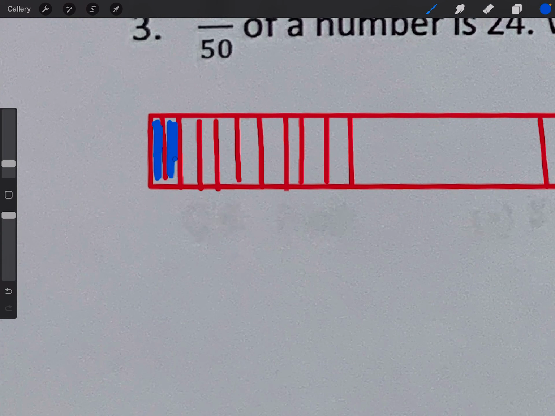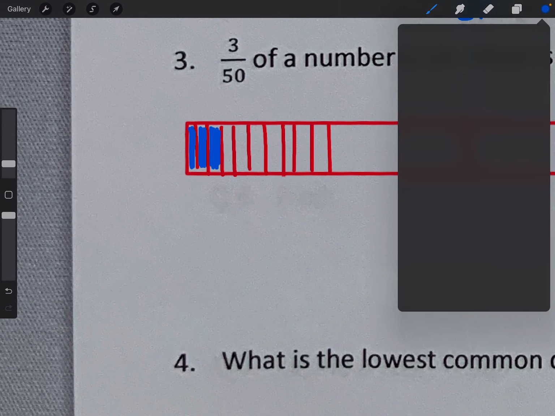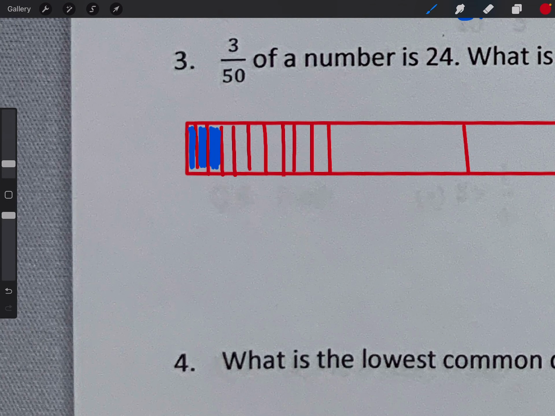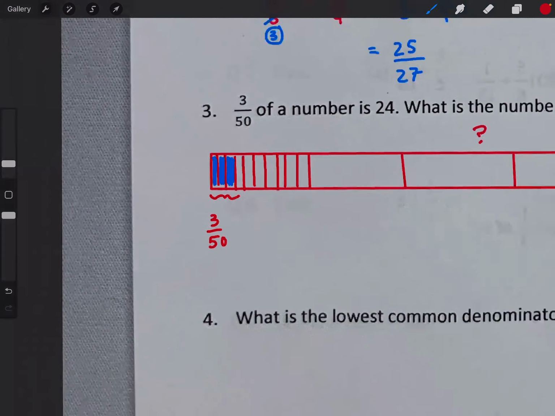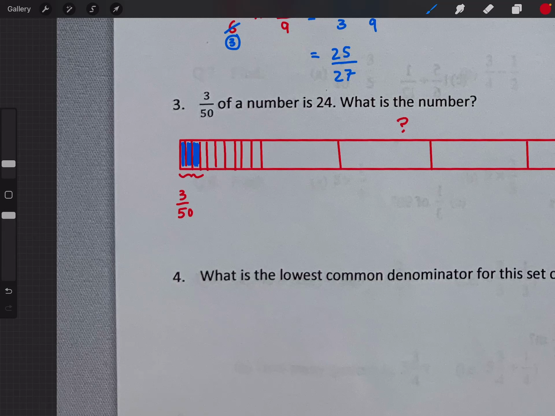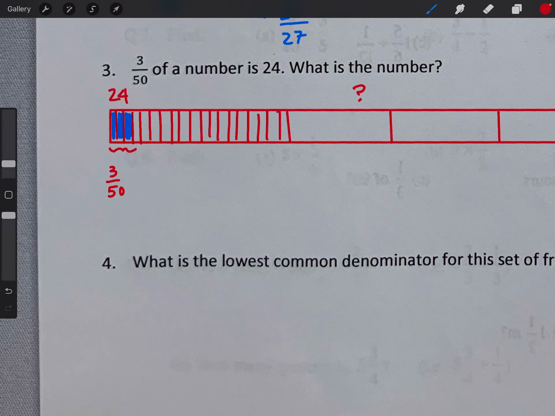So I'm going to take this piece, this piece, and this piece. So this is your 3 out of 50. All of this is 3 out of 50 of the number. 3/50th of a number. And what does that equal to? And that is 24. So all of this equals 24. If I was to cut all of this into 50 even pieces, they're all supposed to be cut evenly.